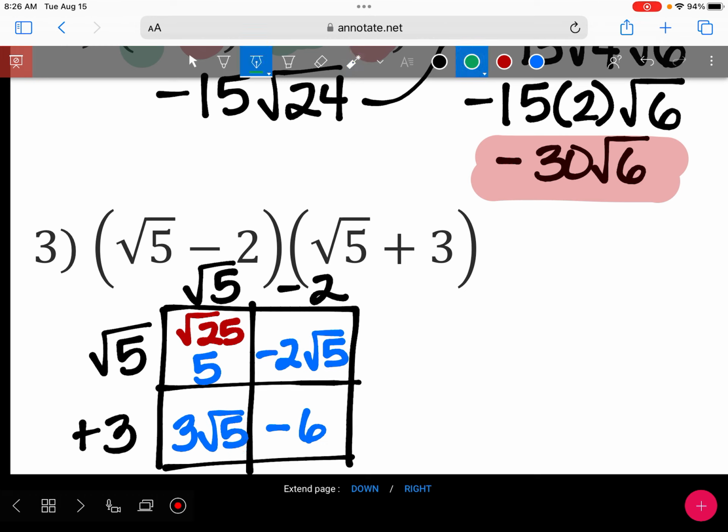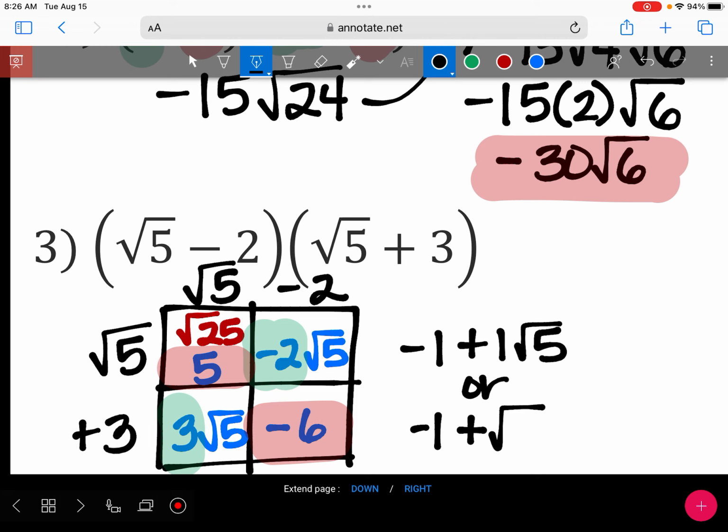So I'm adding together, in this example, I would add the 3 and the -2. And then I would also add the 5 and the -6. So my final answer would be -1 plus 1√5. Or you could just say -1 plus √5. And the order that you write those terms does not matter. So if you put √5 minus 1, that's also right.